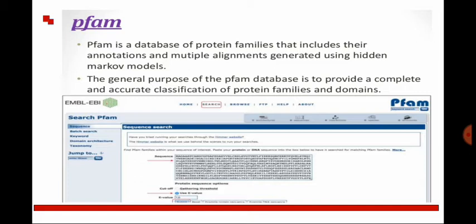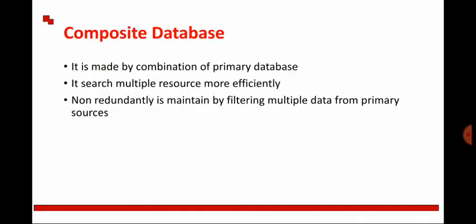Here the third type is composite database. It is made by a combination of primary databases. In this, different primary databases are combined in the composite database. Also, it searches multiple resources more efficiently. In this composite database, non-redundancy is maintained by filtering the multiple data.